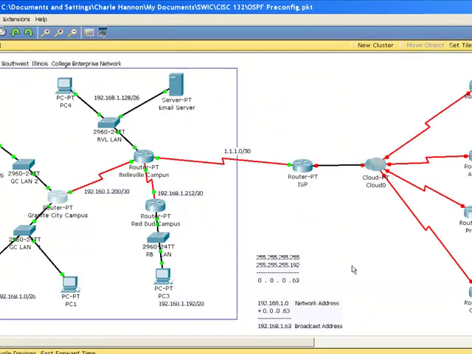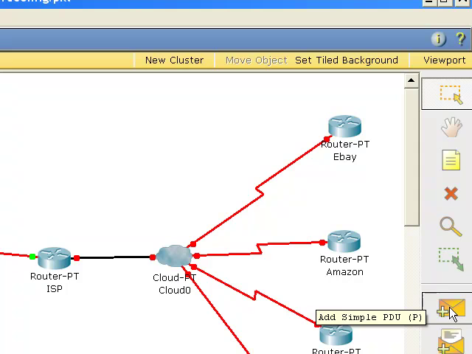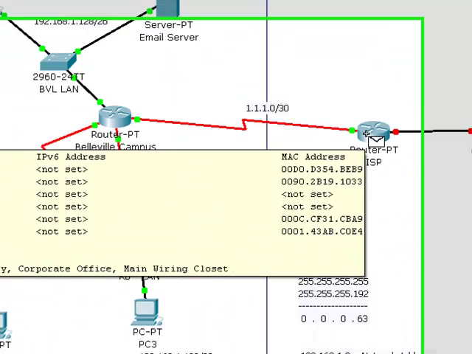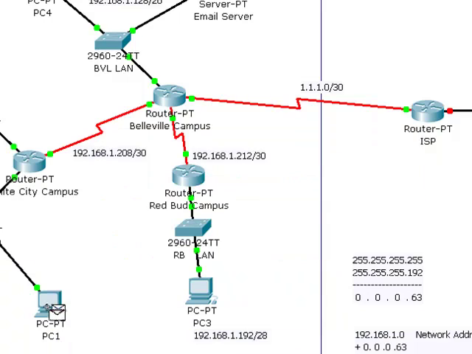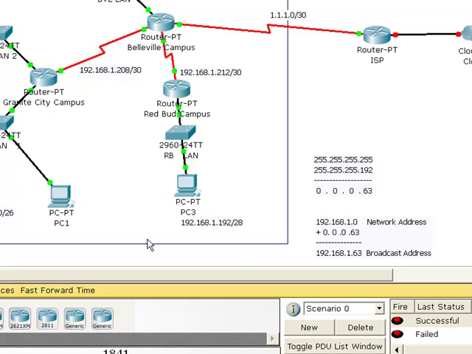So let's try that now. I will try to ping from that workstation to the email server, and that is now successful. But I want to try to ping maybe outside our network. All right, what if I tried to ping the ISP here? Let's see how successful we are there. That failed. Wonder why that is.